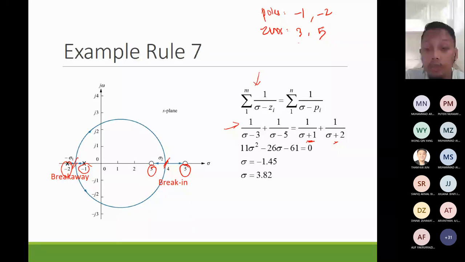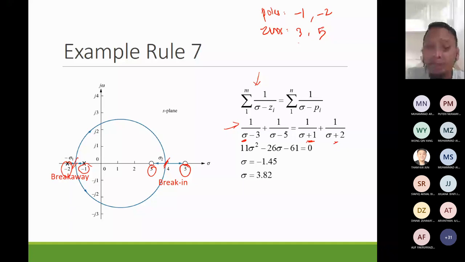Okay, simplify this using... if you calculate manually, guna konsep pecahan yang kita belajar masa sekolah rendah. Okay, so pecahan dia sekarang ada simbol.